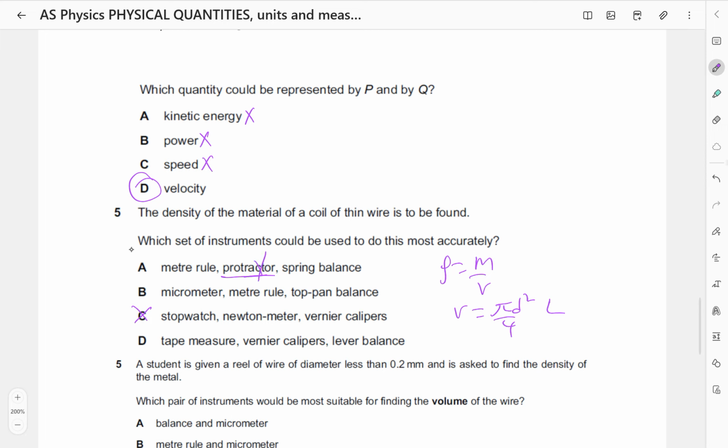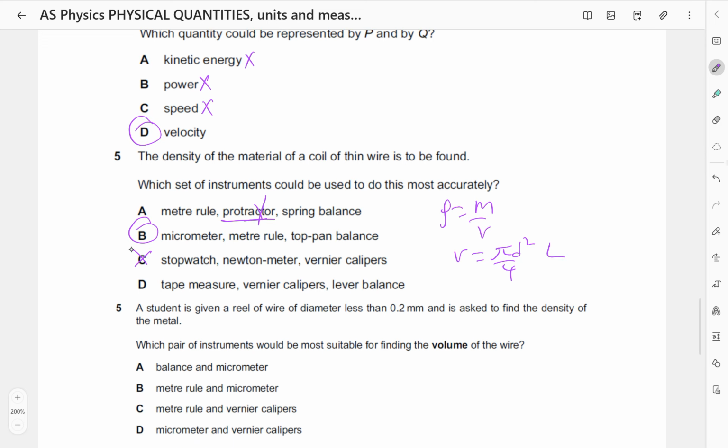Micrometer screw gauge can measure diameter. The meter rule can measure the length L, the top pan balance can measure the mass. So our answer is going to be B. A tape measure can measure L. Vernier calipers is not good to measure a thin wire. This cannot measure D accurately or more precisely.